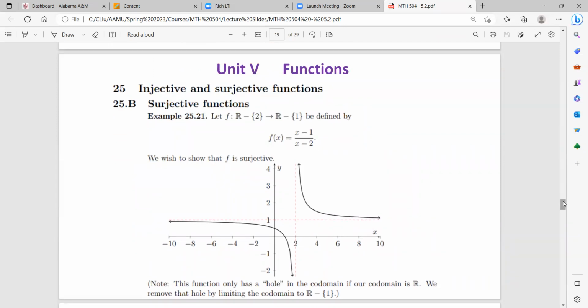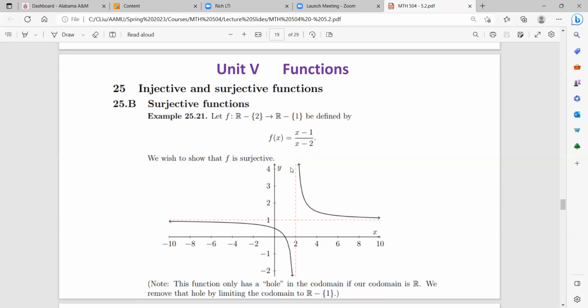Let's look at one more example we did before. This rational function is defined from R minus the set {2} to the set R minus {1}. So what it means is this function is defined from all real numbers except 2 to all real numbers except 1. And the function is f(x) equals (x minus 1) over (x minus 2).